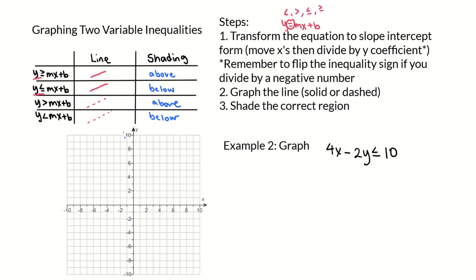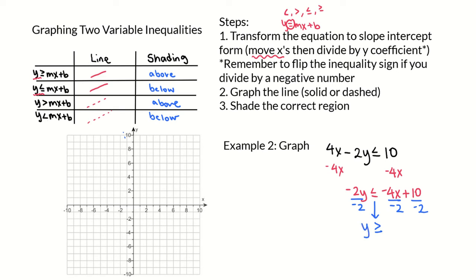Example 2, let's graph 4x minus 2y less than or equal to 10. For this one, we do need to transform it into slope-intercept form. So to do that, we're going to move the x's first by subtracting them from both sides. We would get negative 2y is less than or equal to negative 4x plus 10. Then we divide by the coefficient in front of y, which is negative 2. So we divide each term by negative 2. Now, since we divided by a negative number, we need to flip the inequality. So now it's greater than or equal to.